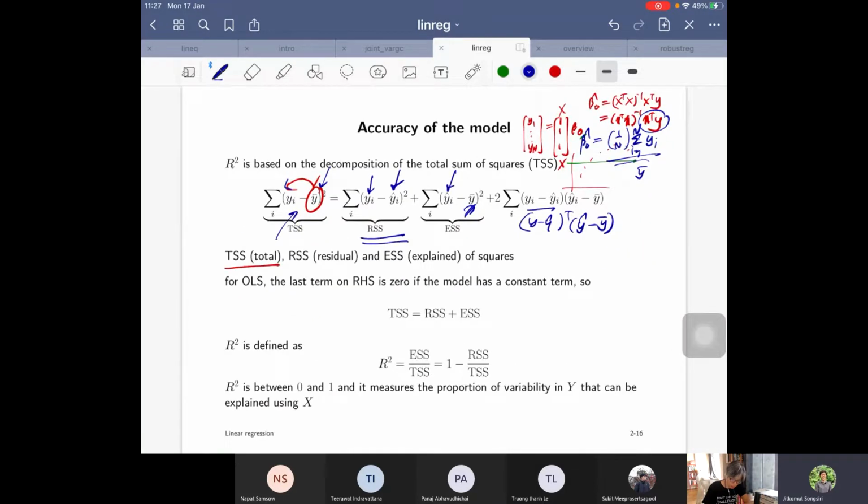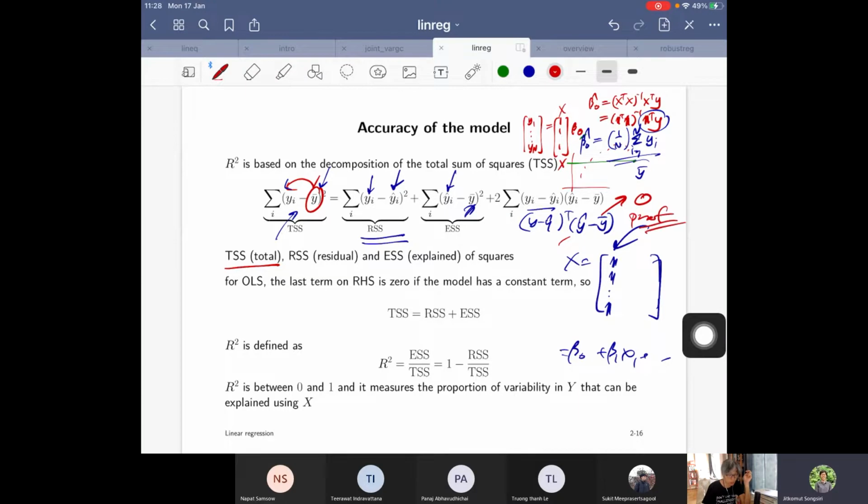Okay, when you run linear regression, and if your regressor matrix contains all ones in the first column, which means that you fit a constant in your linear regression as well, all right, that's why you have all ones here. If that's the case, we can show that this term is always 0. Okay, you can prove it, which means we can write TSS as RSS plus ESS.